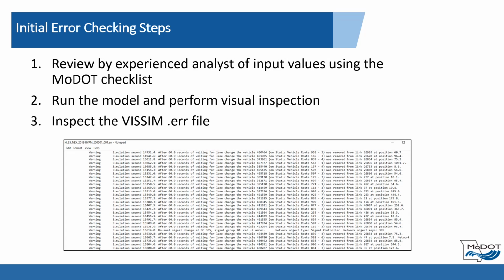After the model run is completed, inspect the ERR file that is created at the end of the run to identify model coding errors. The ERR file will alert the modeler to links where vehicles cannot complete their intended route and are being diffused or removed from the network, where and when signal timing errors may be occurring, and which network entry locations are unable to process their intended vehicular demands.